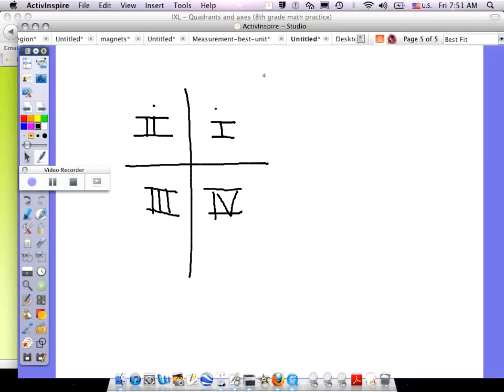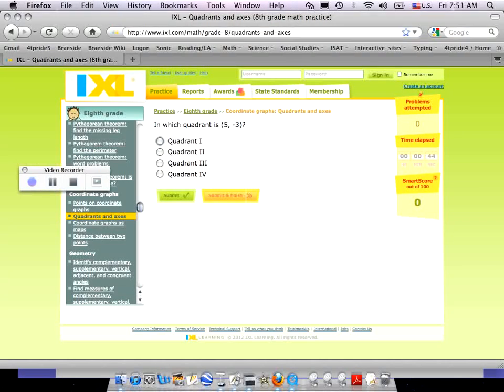So this problem asks you to figure out where 5, -3 is. Well, 5 is positive in the x, so you're moving along the x-axis to your right, and then down 3, and that would put you in quadrant number 4.